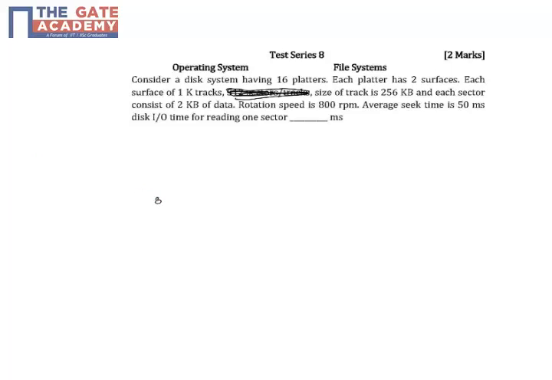As given, for 800 rotations, the time required is equal to 60 seconds, that is 1 minute. So for one rotation, the time required is equal to 60 divided by 800 seconds. Now we know that the track size is 256 kb. To transfer the data of one track, the amount of time required is this, 60 divided by 800 second.